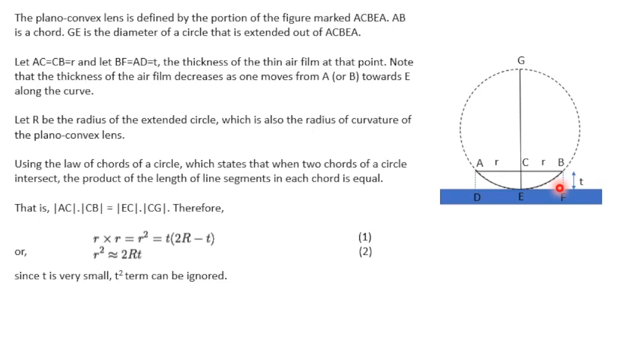If you look at the theorem of chords, you have r into r, which is r square, equals EC into CG. EC is t, CG is 2R minus t. So r square is t times 2 capital R minus t. Now if you open up this bracket, you get 2Rt minus t square. Now t is the thickness of the air film, which is extremely small, and therefore you can neglect the square term, leaving you with an approximated expression of r square approximately equal to 2 capital Rt.